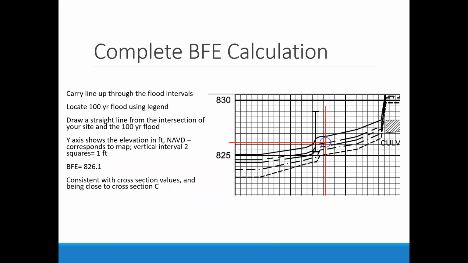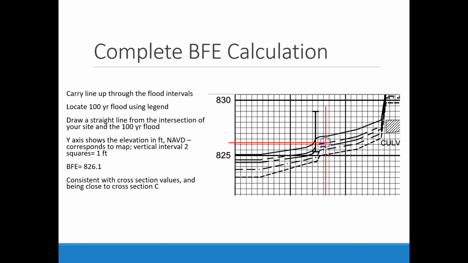And so once I've pinpointed that location, I just drag the line all the way up through the flood frequencies that we looked at earlier. And of course, my interest is where that line intersects with the 100-year flood elevation. And then once I find that intersection, I pinpoint it and then just draw the line horizontally all the way across to the other side.